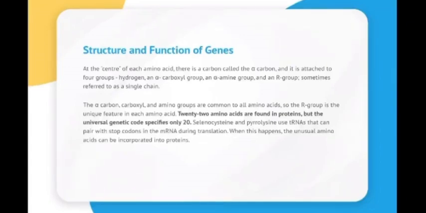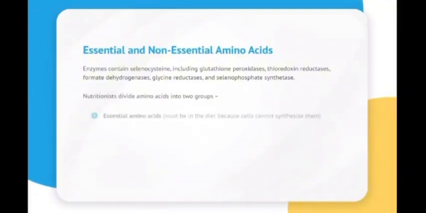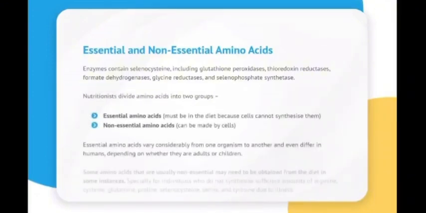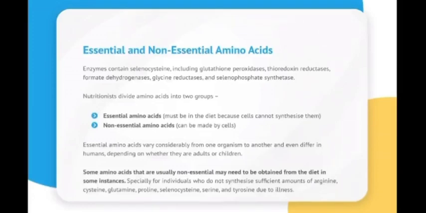22 amino acids are found in proteins, but the universal genetic code specifies only 20. Selenocysteine and pyrrolysine use tRNAs that can pair with stop codons in the mRNA during translation. When this happens, the unusual amino acids can be incorporated into proteins. Essential and non-essential amino acids. Enzymes contain selenocysteine, including glutathione peroxidases, thioredoxin reductases, formate dehydrogenases, glycine reductases, and selenophosphate synthetase.